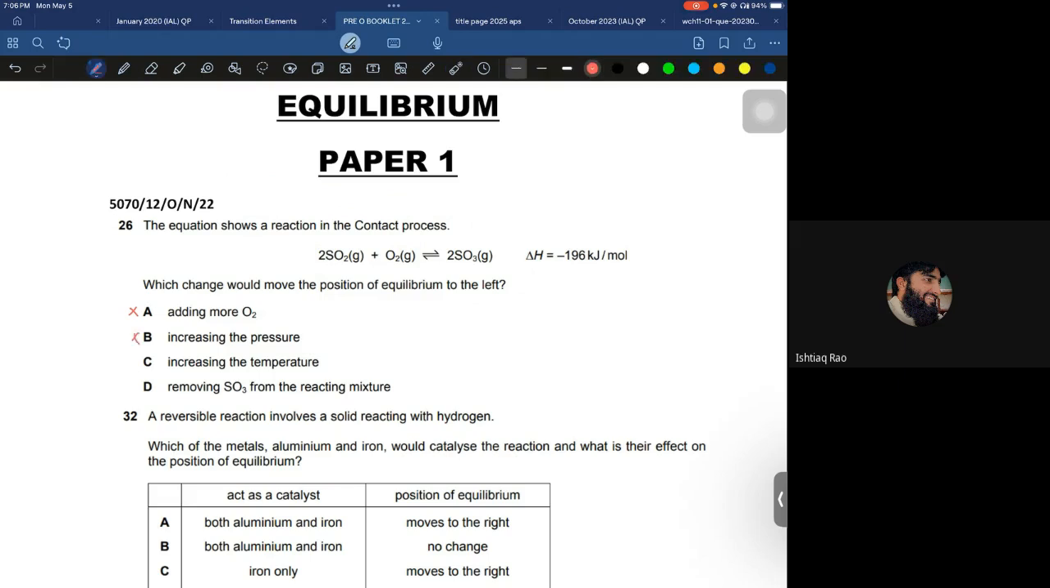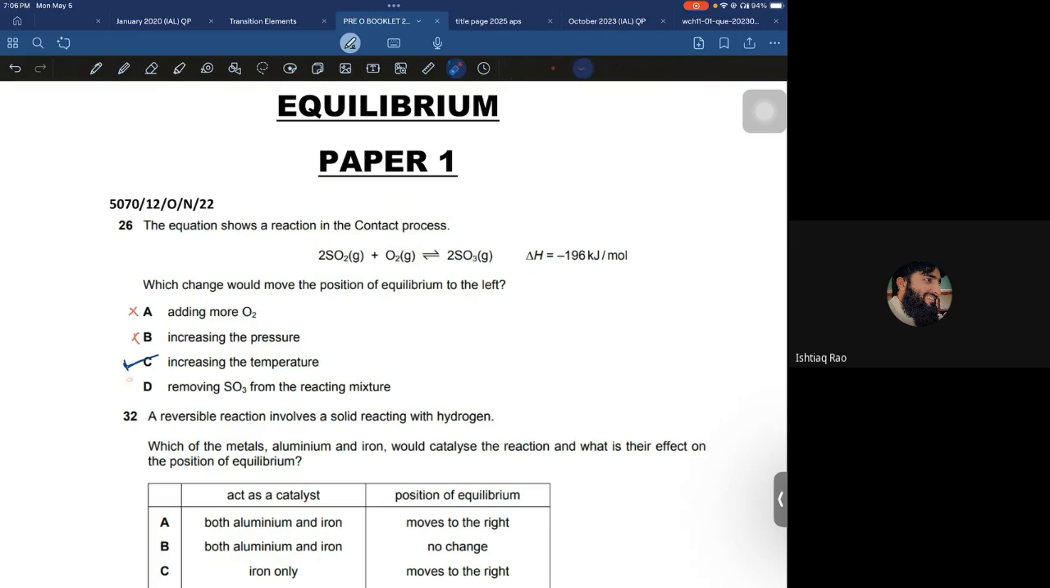Then we have to check C, increasing the temperature. Since the reaction is exothermic, after increasing the temperature of an exothermic system, the reaction would move backward. Backward means to the left. So that's why C is your correct option.